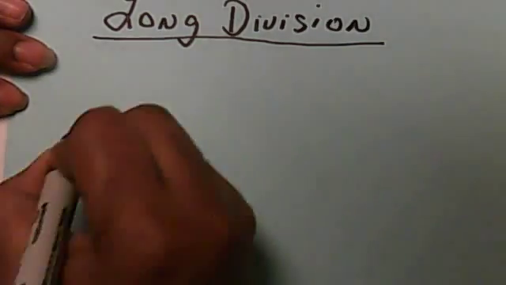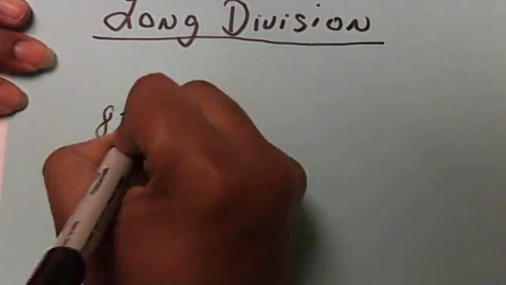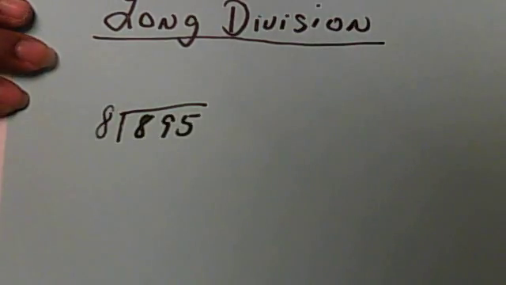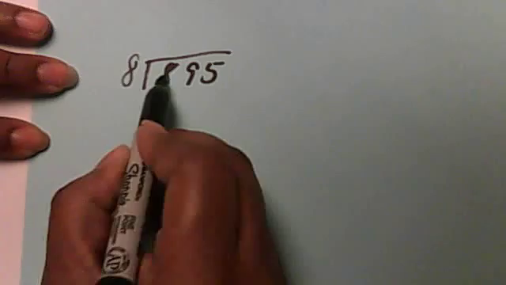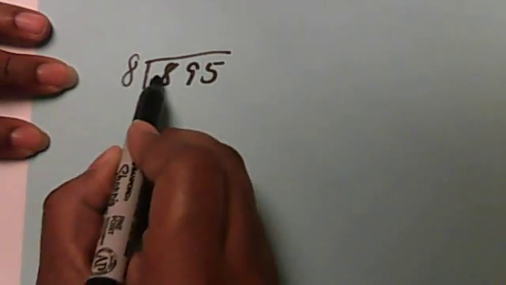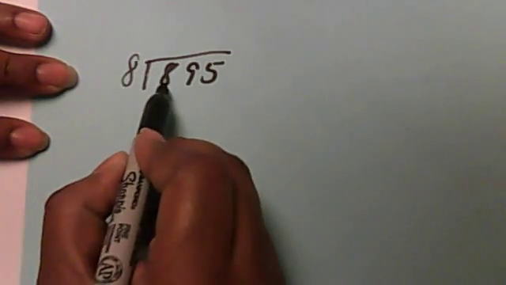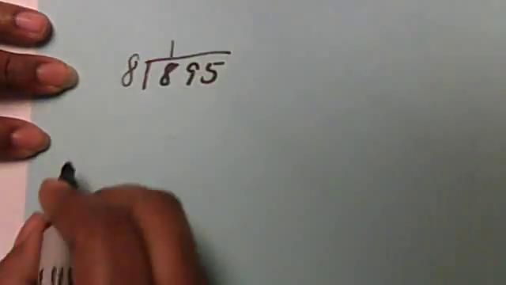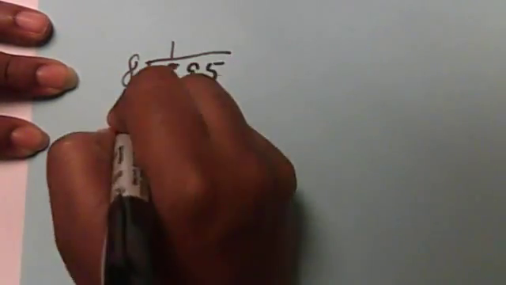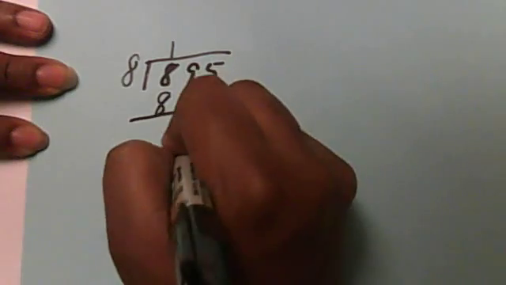The first one is going to be 8 into 895. By long division, of course, hopefully you should know that you find out how many times the 8 goes into itself. It goes into itself one time. 1 times 8 is 8. And you bring down the next number and you repeat the process.